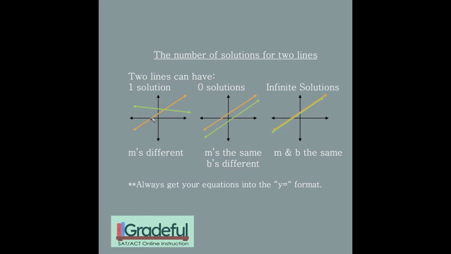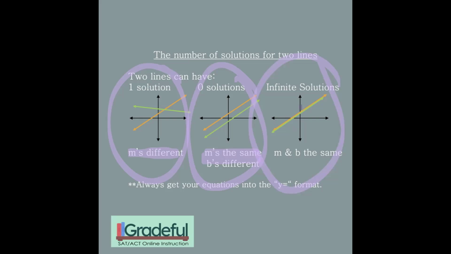If you have two linear equations, they can hit once, never, or all the time. If they hit once, one solution, that means the slopes are different. That's why they're hitting. No solutions means the slopes are the same and the y-intercepts are different. So that's basically describing parallel lines. And infinite solutions means the lines are right on top of each other. Everything's the same, the slope and the y-intercept.